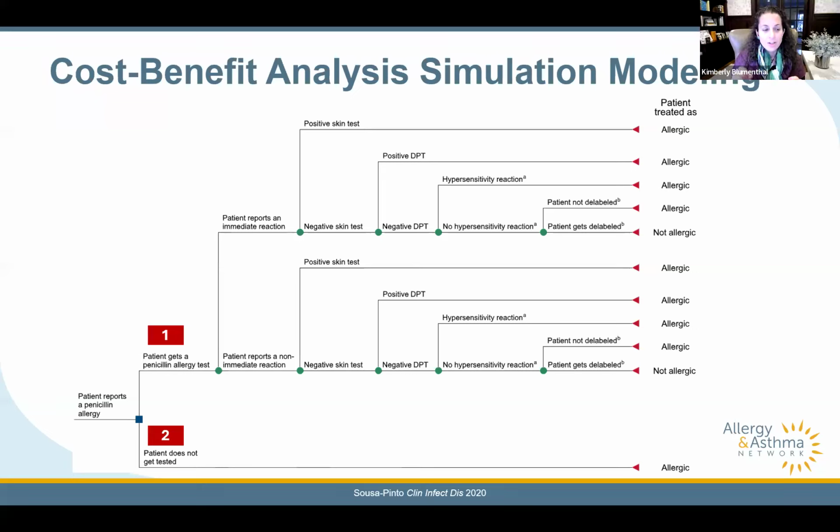And then each of these little, that's a decision node, that's the blue square, but then each of these green circles are like where probabilities get put. And that's how cost effectiveness analyses are done. And we ended up not being able to do a cost effectiveness analysis, and I'll explain why, because it was actually a cost saving intervention. Actually evaluating penicillin allergy largely saved money. So you can't study cost effectiveness, you study cost savings.